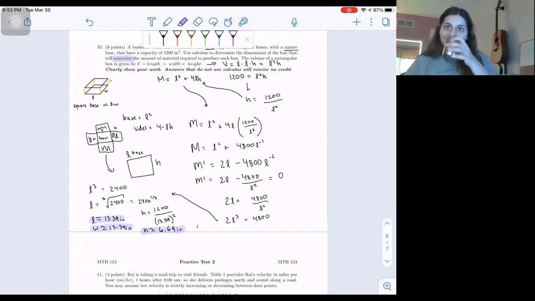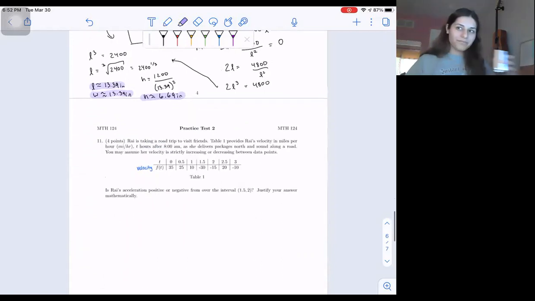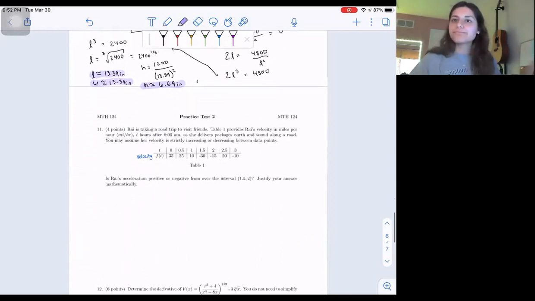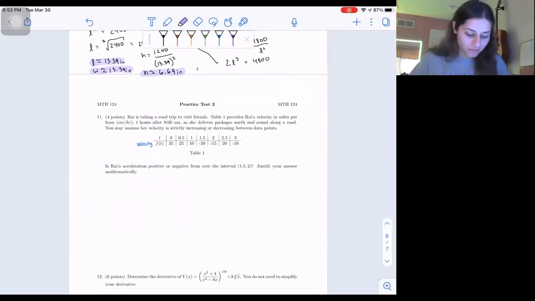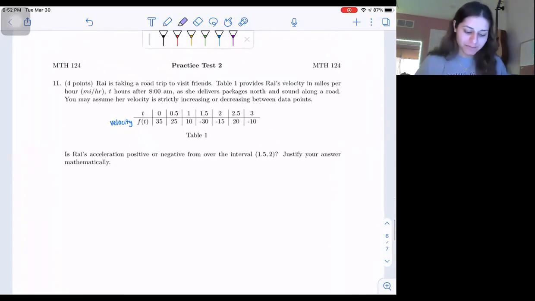One more page, guys. Okay, Ray is taking a road trip to visit friends. Table 1 is velocity, T hours after 8 a.m., and she delivers packages north and south along the road.